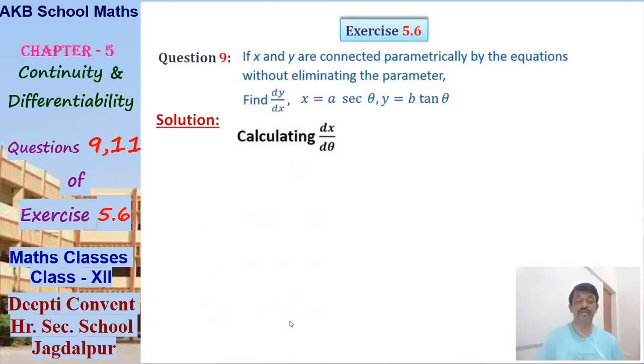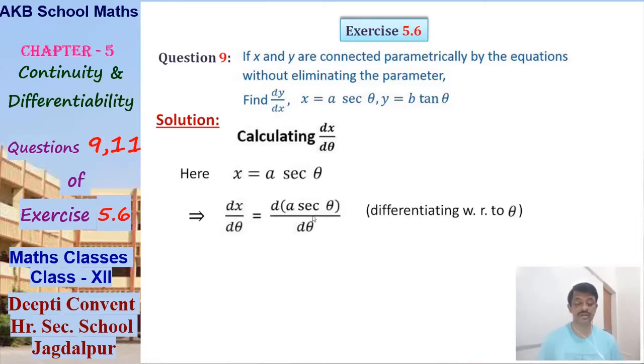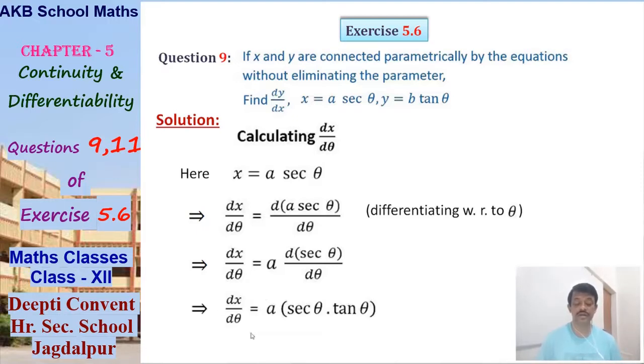Now we have to find the value of dx by d theta. For this, x equals a sec theta. Similarly, differentiate with respect to theta on both sides. So dx by d theta equals d by d theta of a sec theta, a is constant. Taking it out, the derivative of sec theta is sec theta tan theta. So dx by d theta equals a sec theta tan theta. So very simple. We got the values of dy by d theta and dx by d theta. Now putting these values in dy upon dx.